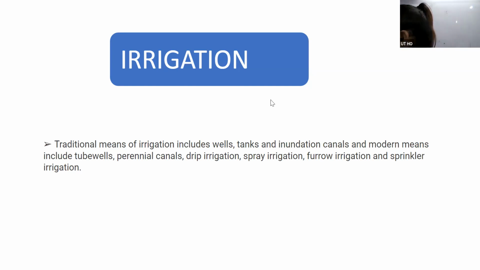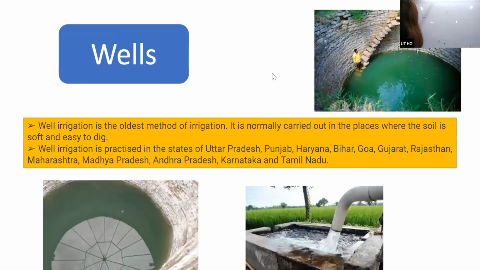Okay, so coming to irrigation, first is wells. You can write, don't write everything, just the important points. So well irrigation is the oldest method, normally carried out where soil is soft and easy to dig.